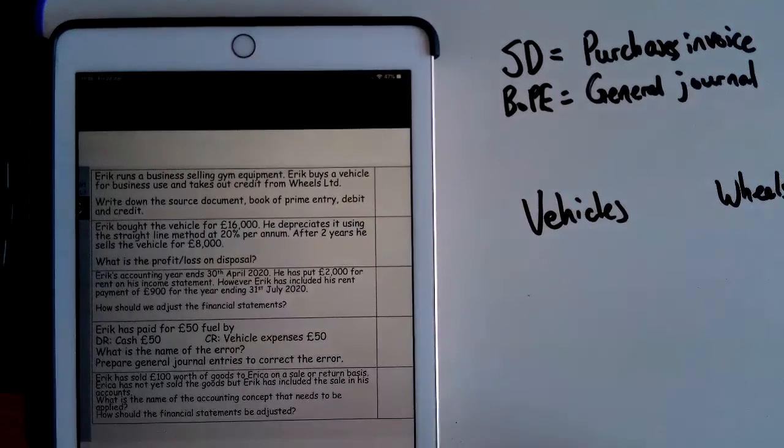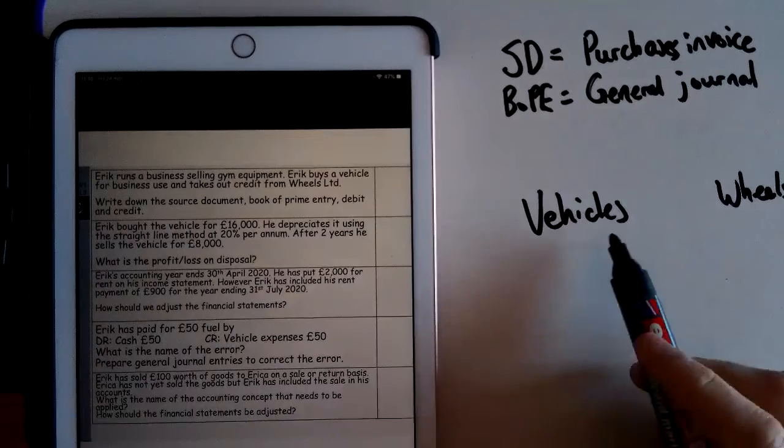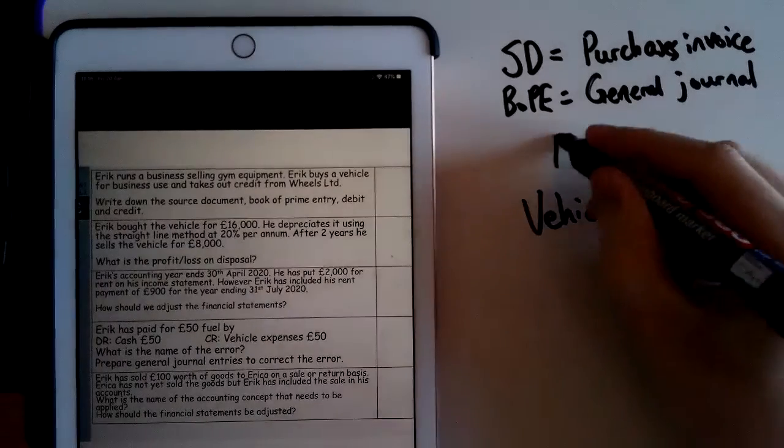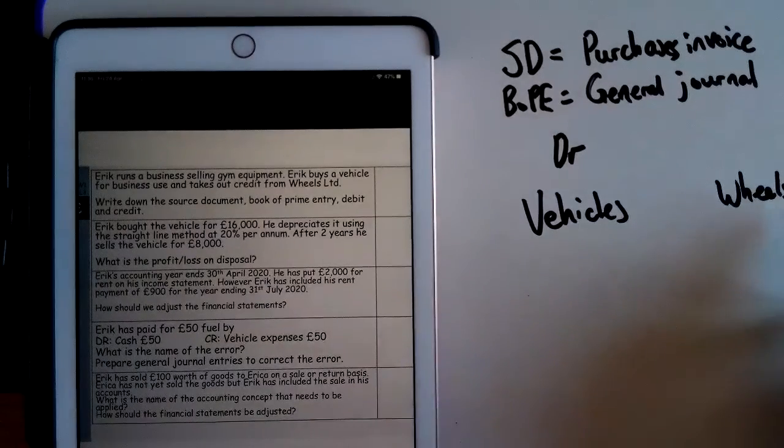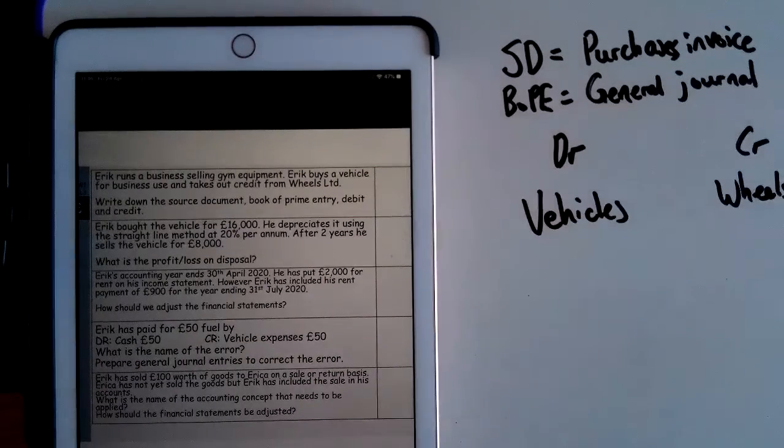Now, to work out which way around it is, just try and think which one's your asset, which one's the expense, which one's liability, which one's income. Well, vehicles is the asset, and that's gone up, so that's my debit. And Wheels Limited is my supplier, so that's my liability, so that's my credit.